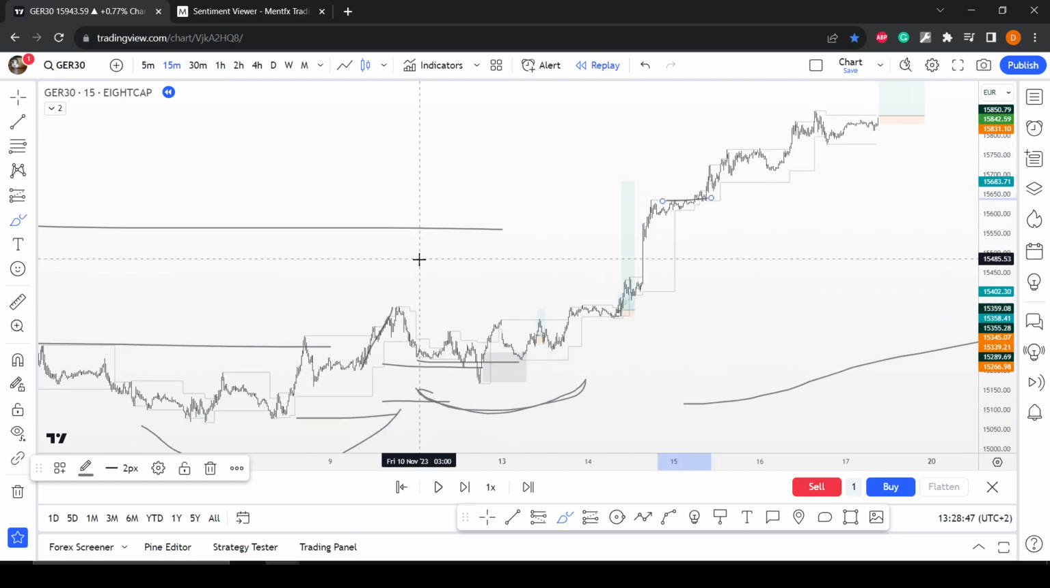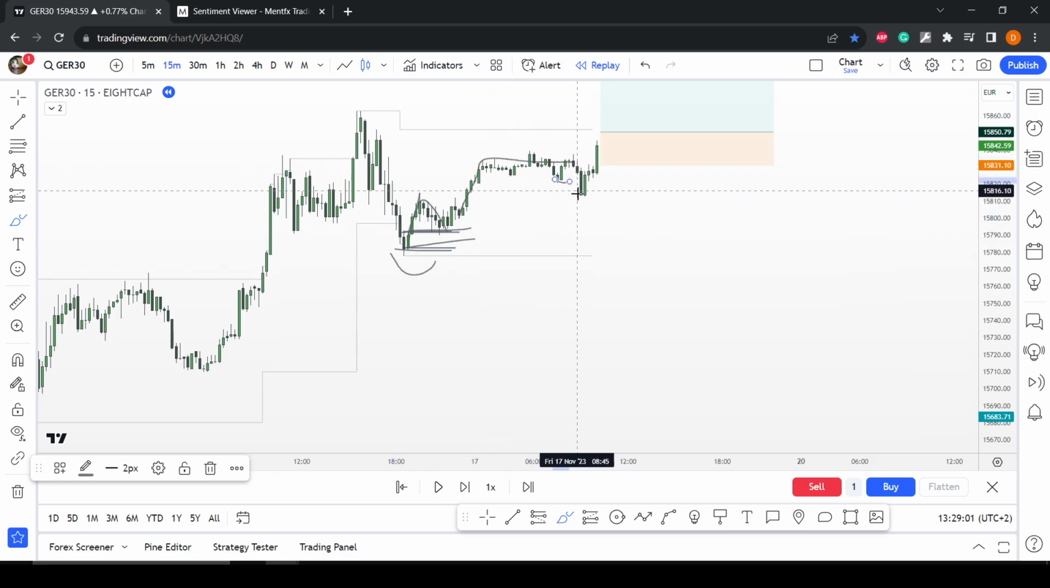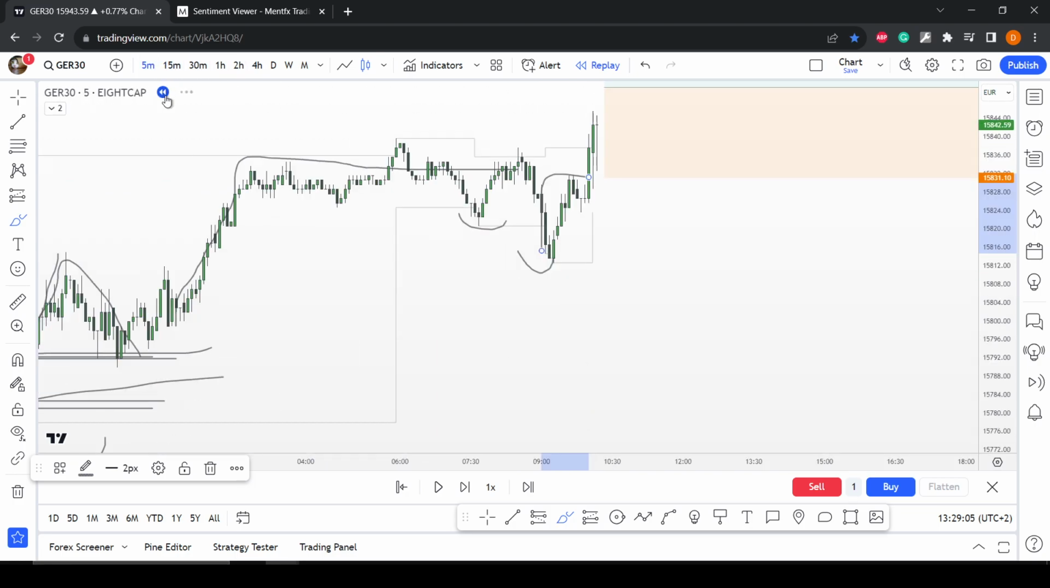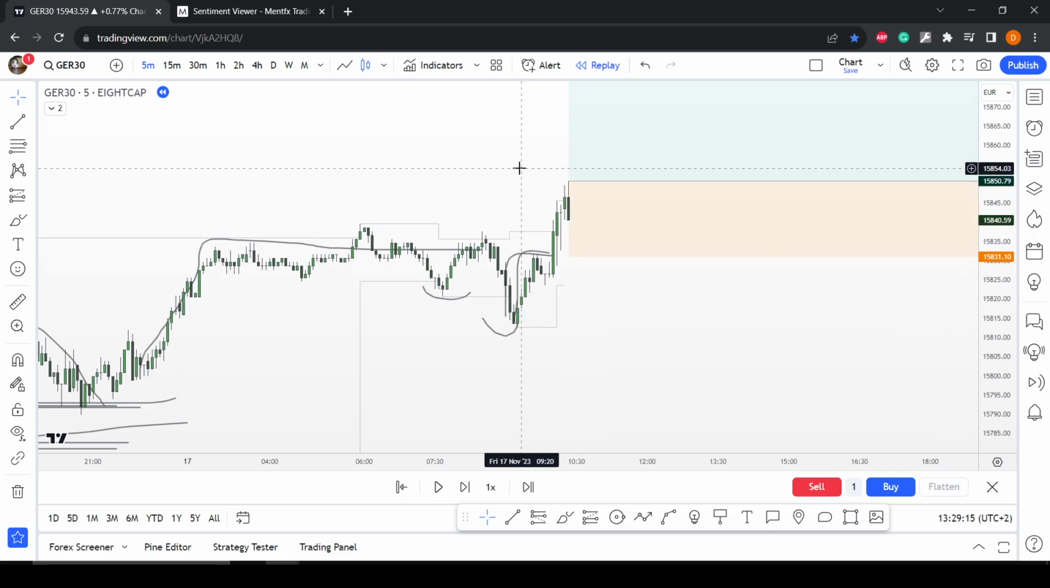15 minutes is the same in more details, so more local reaccumulations like here, and then creation of inside structure or supply demand zone 2.0, then bigger impulse, bigger correction, this absorption, and local impulse, correction and impulse on 5 minutes. And yeah, ideally the entry would be from here, but this entry is also fine.